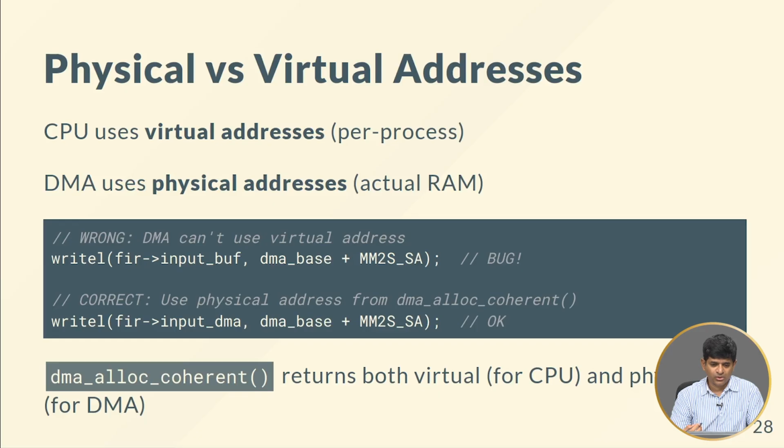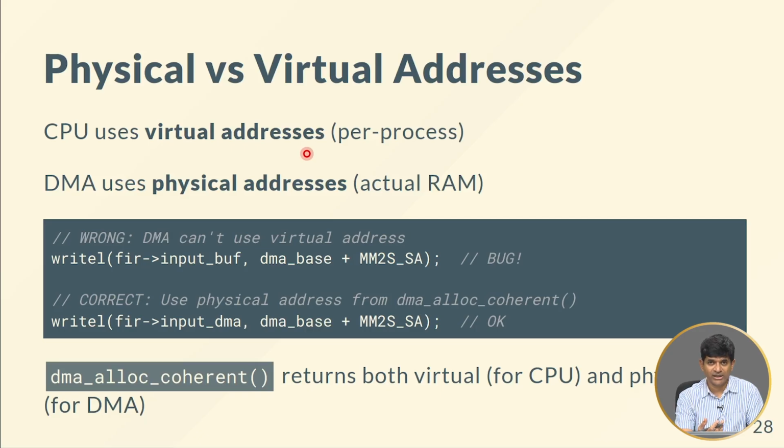Just a quick recap of this notion of physical versus virtual addresses. I had already talked about it a little bit, but I want to go over it again because it is an important thing to keep in mind in the context of DMA. The CPU uses virtual addresses. Usually there is hardware support inside the CPU, such as the translation look-aside buffer, which allows us to find out the translation between virtual and physical addresses, and the operating system plays a role in managing that. The DMA, on the other hand, is outside the CPU.